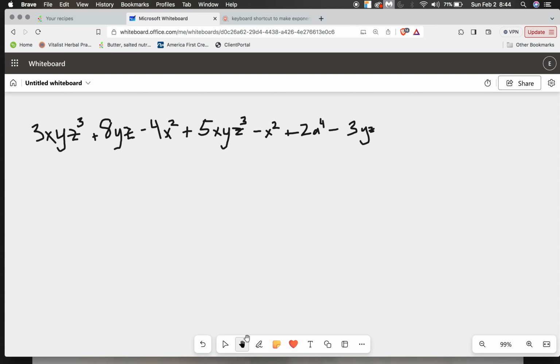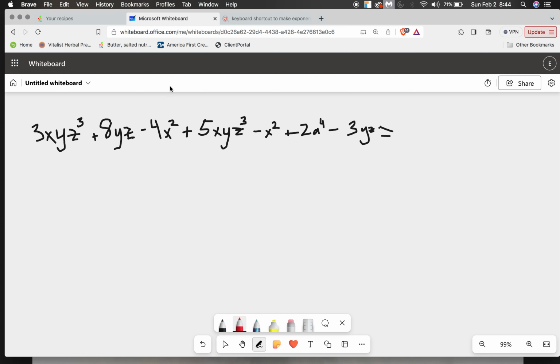Alright, so here's another problem we're going to solve. We got to figure out all the like terms and add them together. I should have added an equal sign over here so that we know we're supposed to solve it. But there we go. Alright, so we have 1, 2, 3, 4, 5, 6, 7 terms this time. We want to find all of the like terms and then add them together.